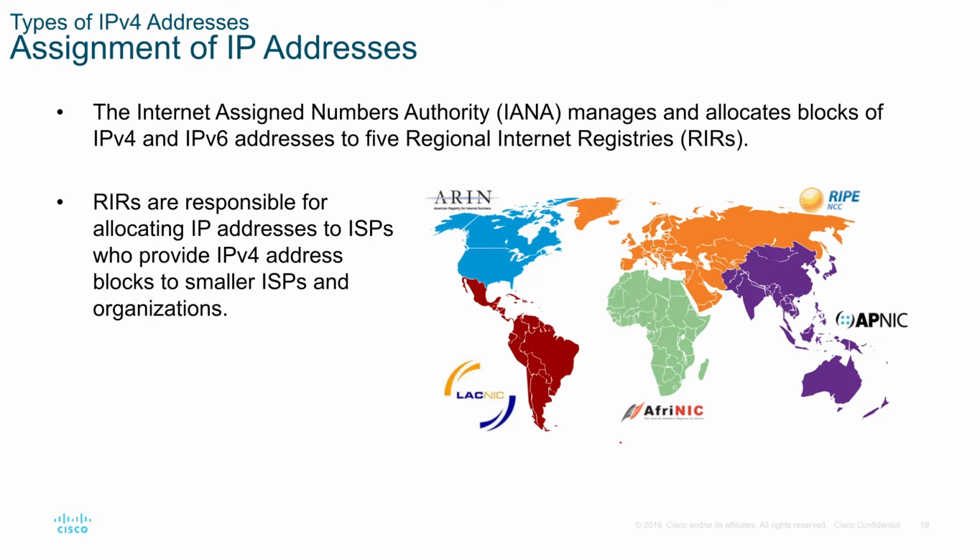IANA assigns groups of addresses to these organizations. It is then their responsibility to assign these when a request comes in. The individual authorities are referred to as Regional Internet Registries, or RIRs, and they are responsible for allocating the IP addresses to ISPs who provide IPv4 address blocks to smaller ISPs and organizations.